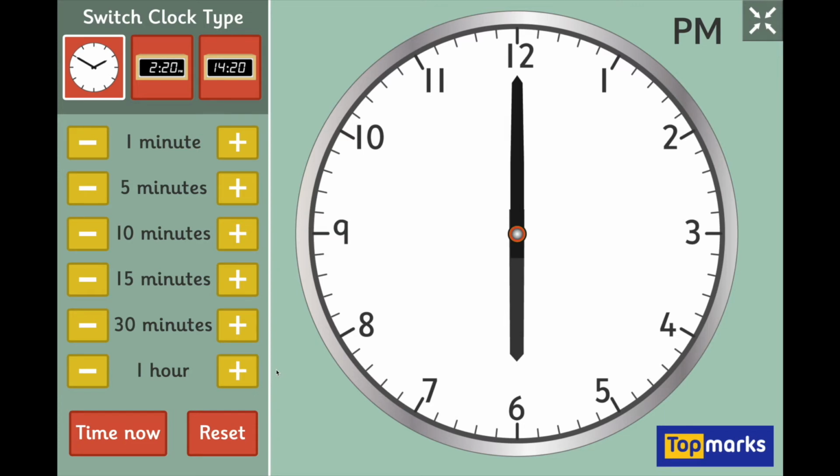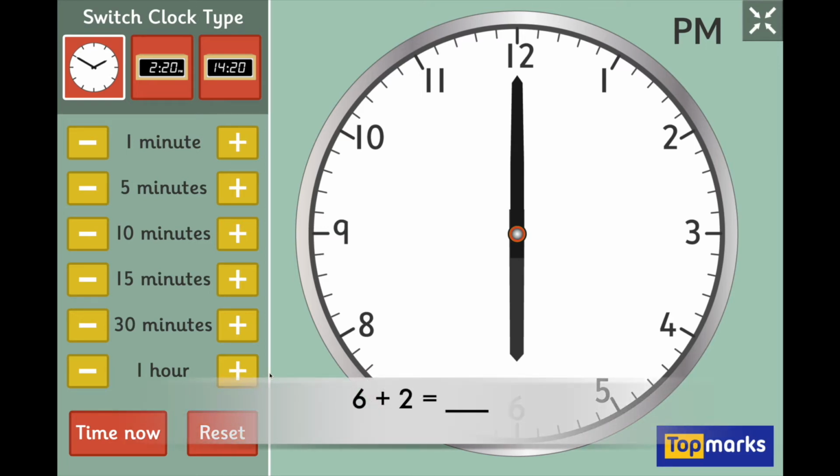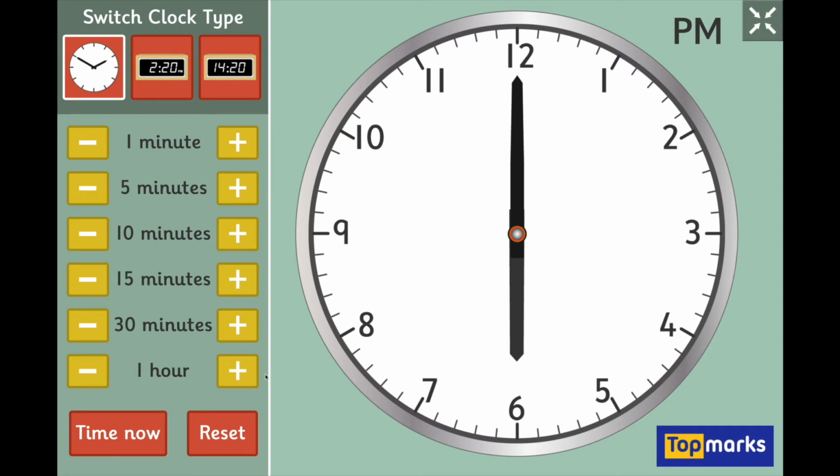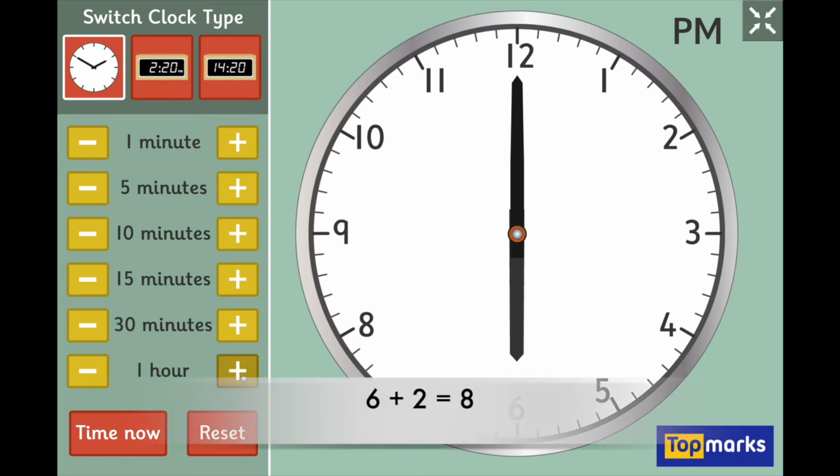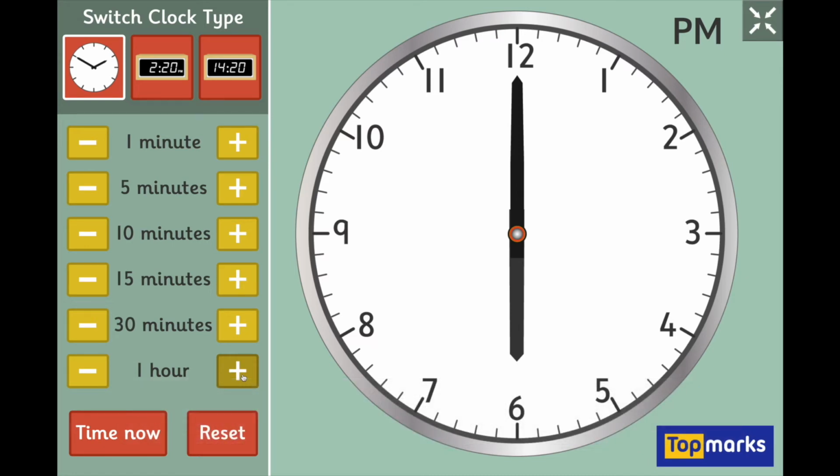Now we are going to jump 2 hours later. So if the time is 6 o'clock now, what time will it be in 2 hours? Add 6 plus 2 in your head and that will tell you. Correct. 6 plus 2 is 8. So 2 hours later will be 8 o'clock. Again, see how perfectly the hands point to 12 and 8. This is how we know that it is definitely 8 o'clock exactly.